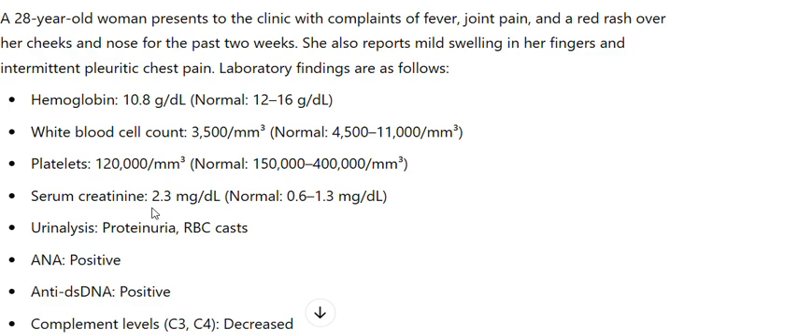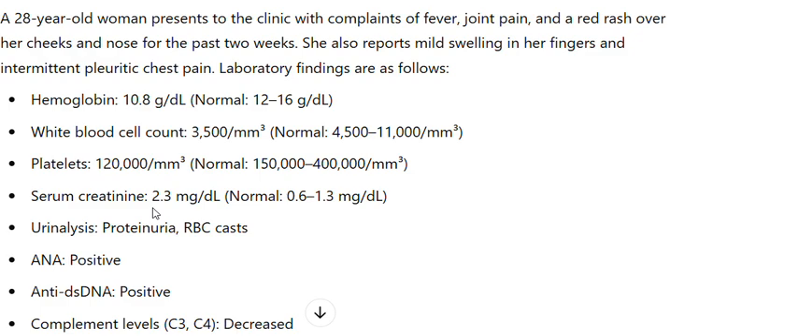Laboratory findings are as follows. Hemoglobin, 10.8 grams per deciliter, normal, 12 to 16. White blood cell count, 3,500 per cubic millimeter, normal, 4,500 to 11,000. Platelets, 120,000 per cubic millimeter, normal, 150,000. Serum creatinine, 2.3 milligrams per deciliter, normal, 0.6 to 1.3 milligrams per deciliter. Urinalysis, proteinuria, RBC casts, and anti-dsDNA, positive. Complement levels, C3, C4, decreased.